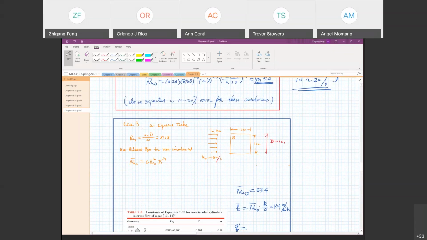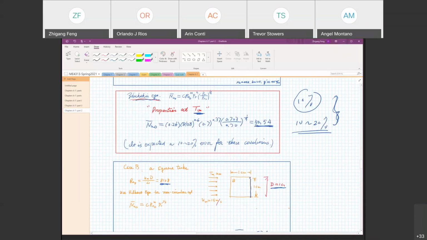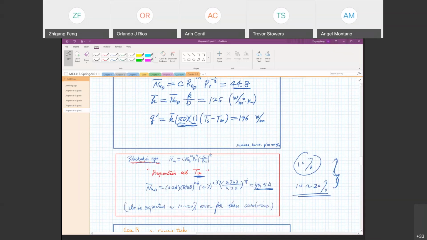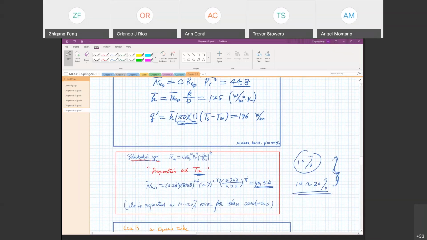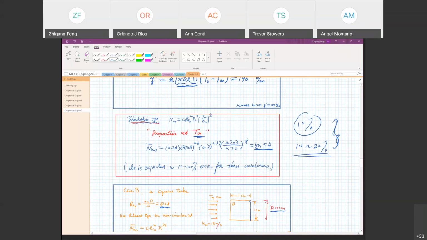Now move to case B, when I have a square cross-section tube. So now the cross-section is a square. The flow is perpendicular to the side surface. For this case, we compute the Reynolds number based on the reference length, which happens to be the side length equal to 1 centimeter. That's why we have the same Reynolds number, because the reference length is the same as the circular cylinder. We have the same reference length, resulting in the same Reynolds number.